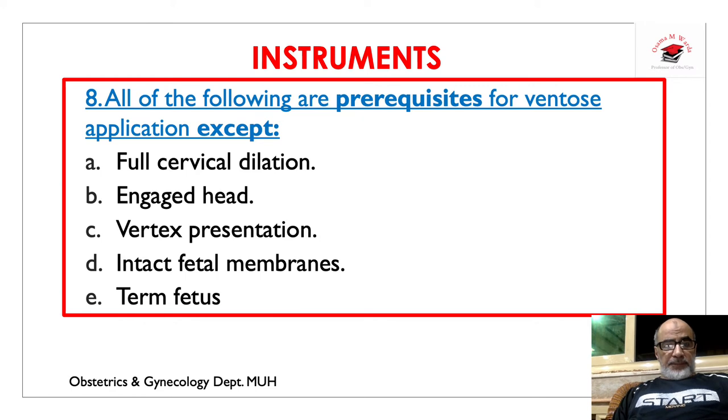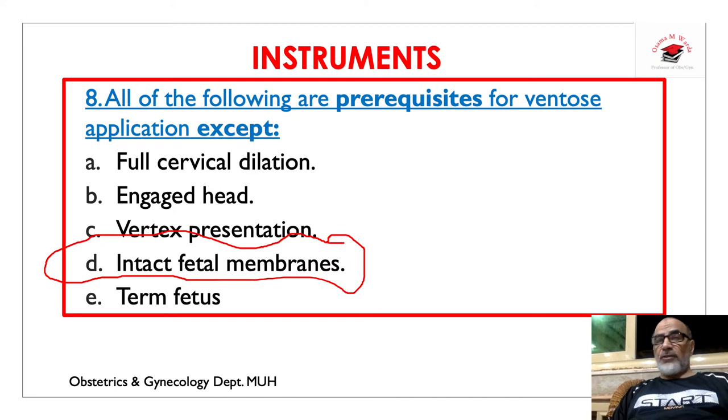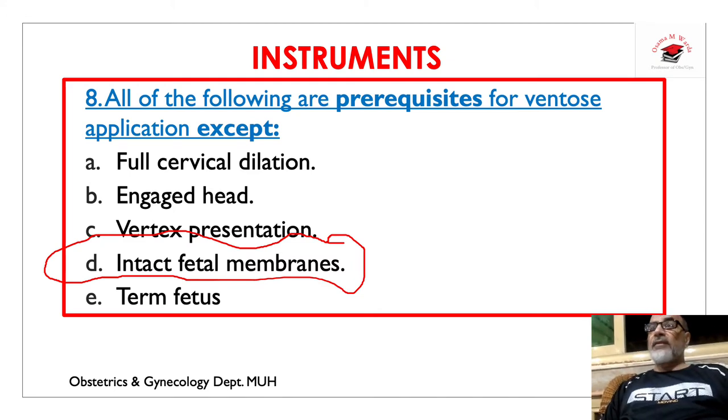All the following are prerequisites for ventouse application except one: full cervical dilation, engaged head, vertex presentation, intact fetal membrane, and term fetus. The intact fetal membrane is a contraindication for ventouse application. The membrane should be ruptured. So the exception is D.